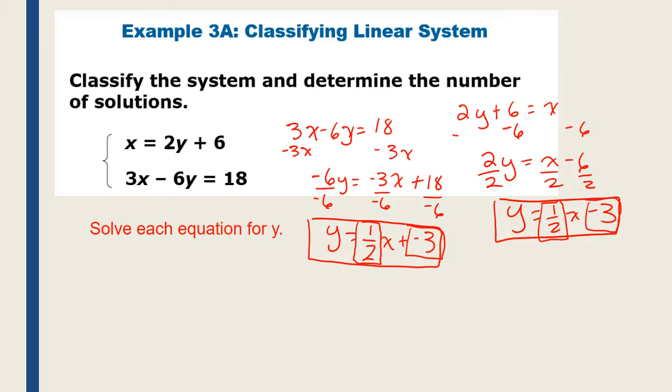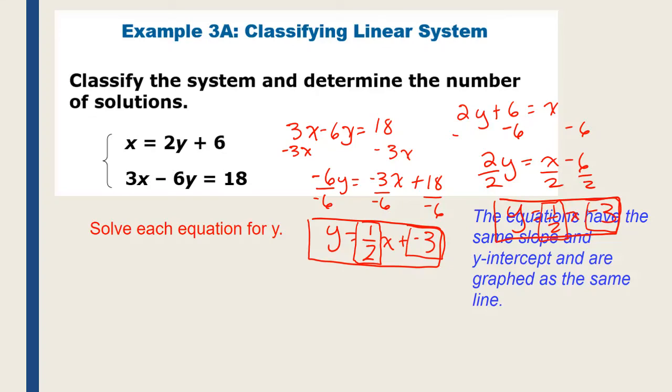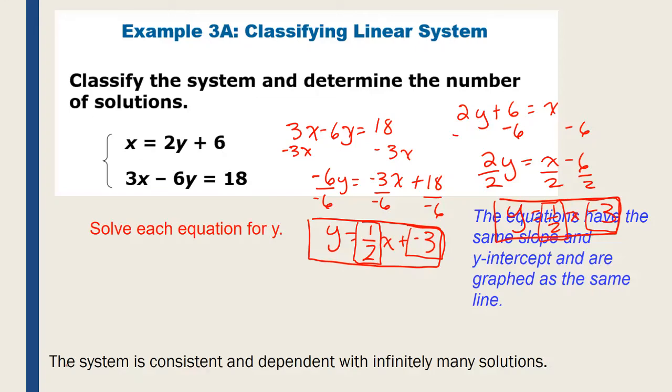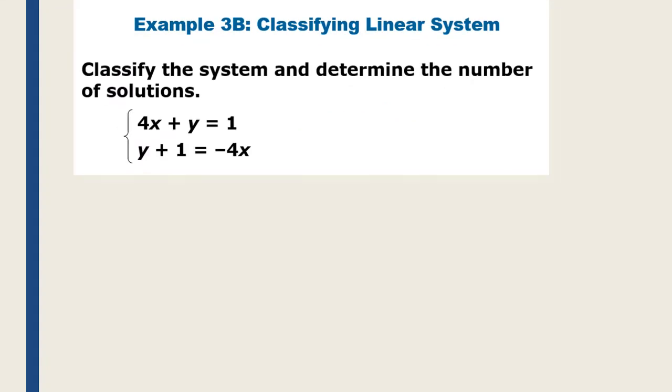Even though they look different over here, it's the exact same line. So what that tells us is that the equations have the same slope and y-intercept and are graphed as the same line, and that's kind of hard to see. But that tells us that the system is consistent and dependent with infinitely many solutions. So you might want to go back and make a copy of that chart so you can remember what the differences are. Let's try another one.